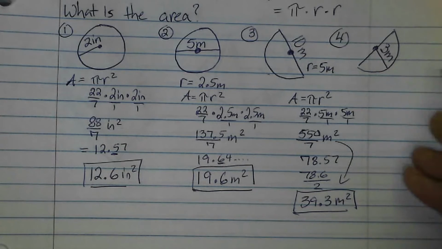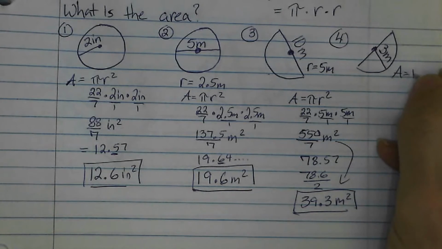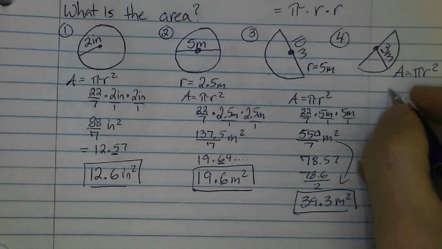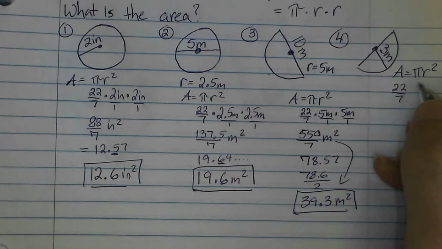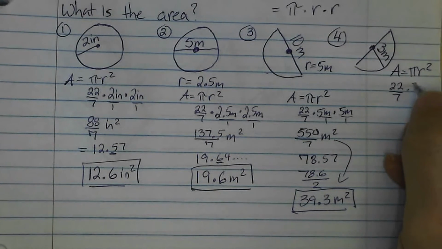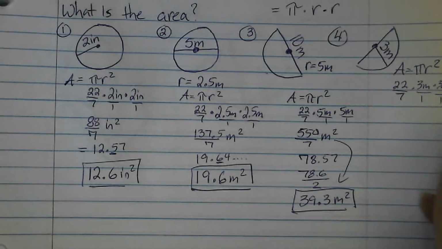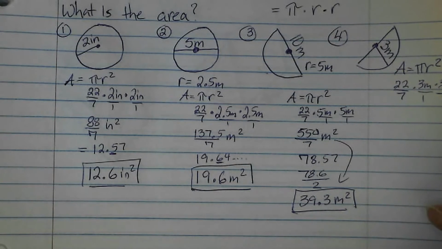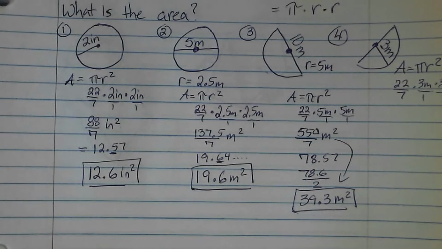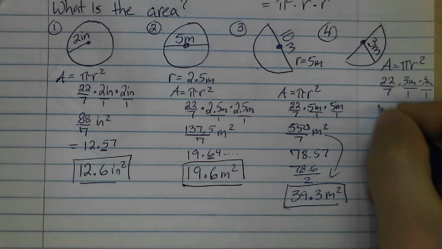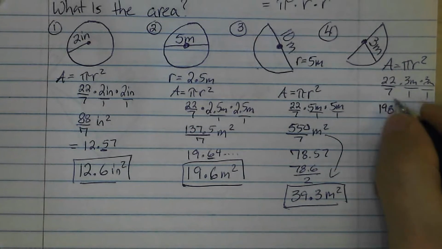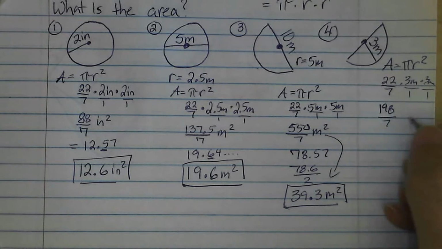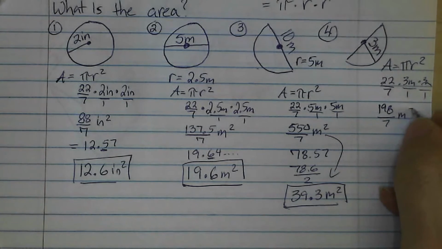And we're going to do the same thing here. Area equals pi times radius squared. Pi is 22 over 7. This time they give me the radius, so I have 3 meters times 3 meters, twice because it's squared. I make those into fractions by putting it over 1. When I multiply straight across on top, I end up getting 198. When I multiply across on the bottom, I end up getting 7. Meters times meters is going to be meters squared.